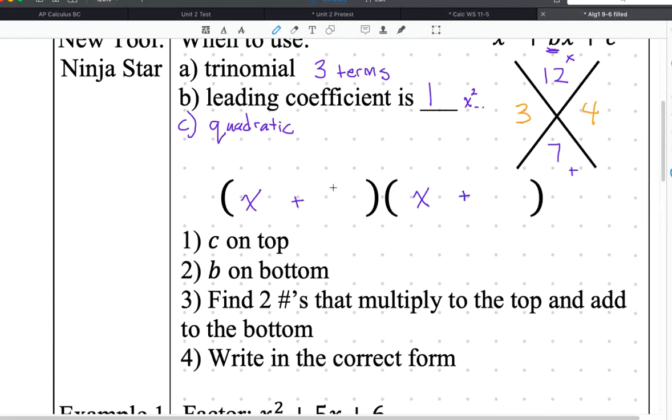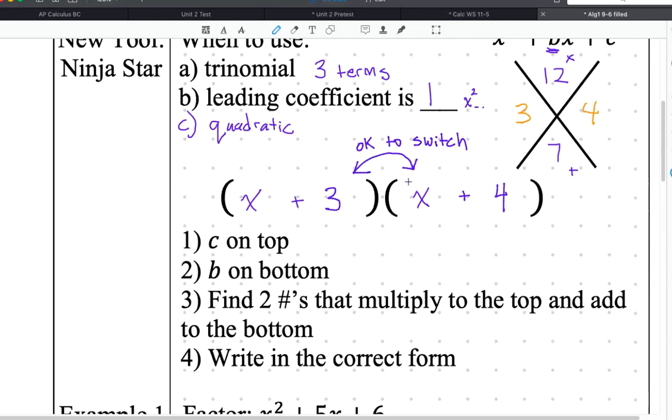So I have a positive 3 and a positive 4, which is the same thing as x plus 3 times x plus 4. Or I could have switched these two. It's also x plus 4 times x plus 3. You can interchange these. It's okay to switch, because that's the commutative property of multiplication.